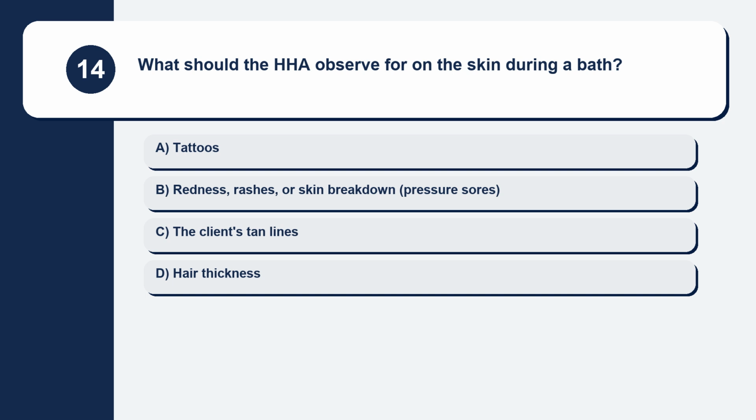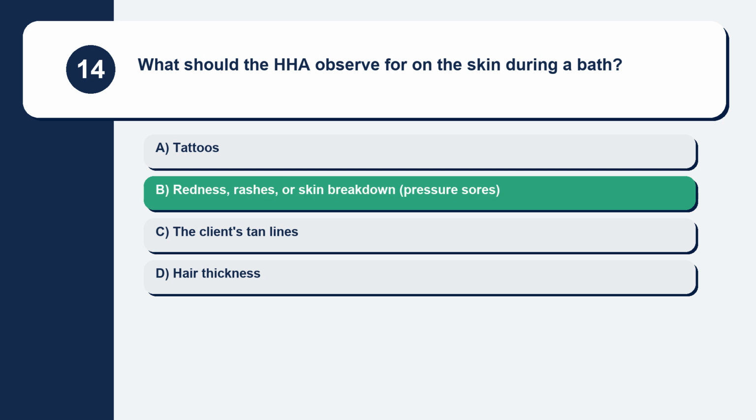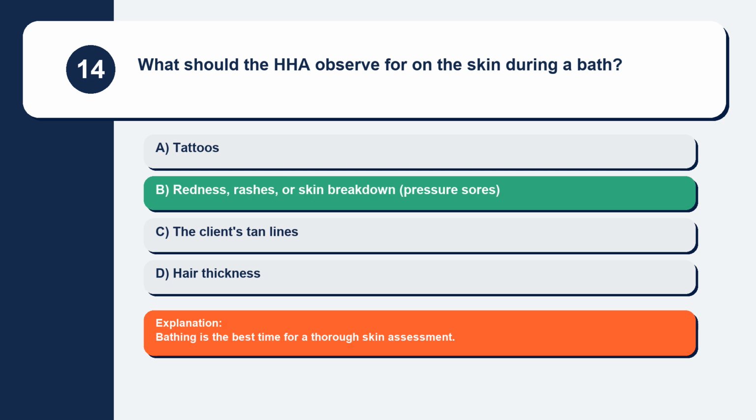Question 14. What should the HHA observe for on the skin during a bath? Tattoos, redness, rashes, or skin breakdown, pressure sores. The client's tan lines. Hair thickness. Bathing is the best time for a thorough skin assessment.